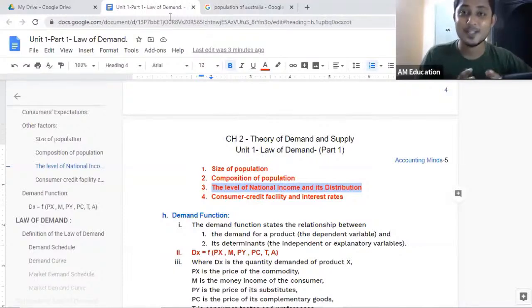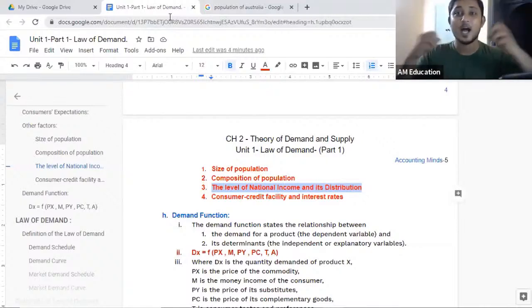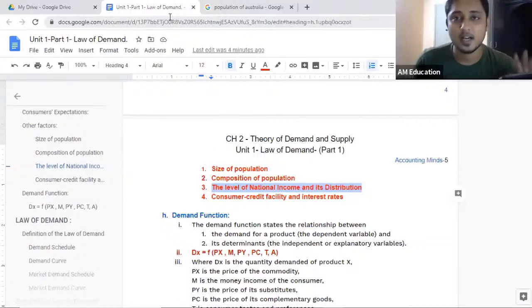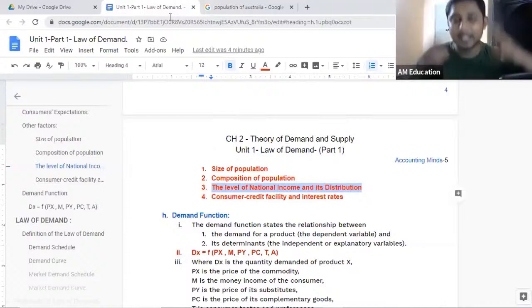So, what is the textbook definition of national income? The sum total of all the factor payments of all the goods and services produced during the accounting year is called national income, right? The aggregate. Yeah, so that is national income. That is how much money people have to buy the goods and services that are available for them. So together, all the money that is ready to buy goods and services is the national income.